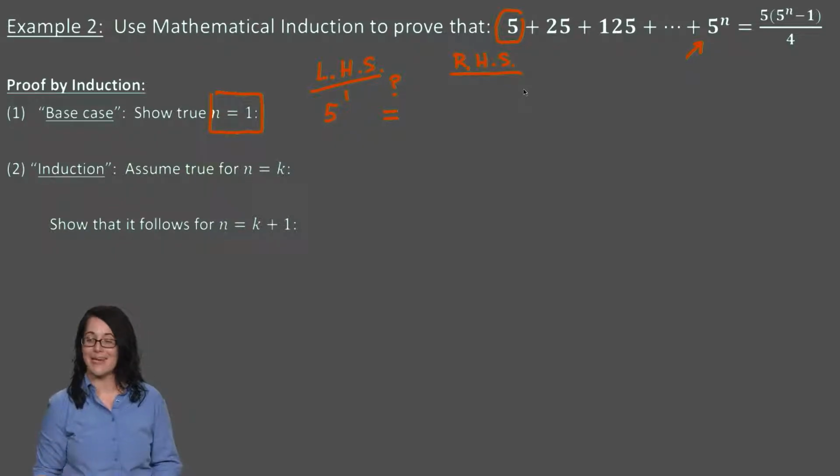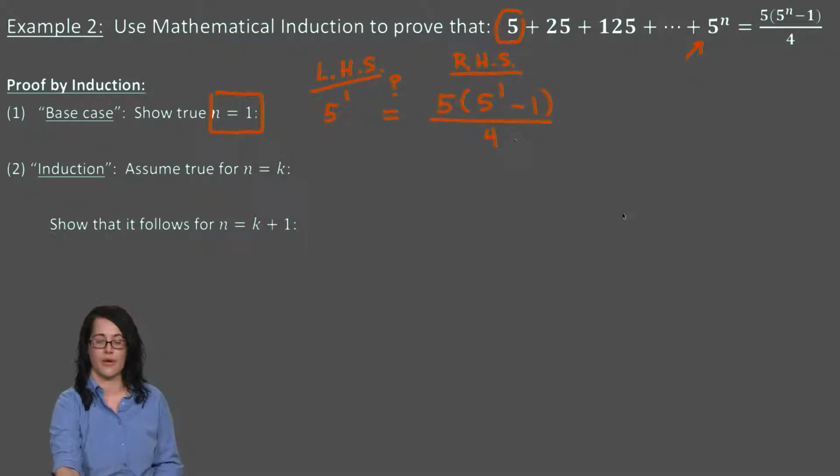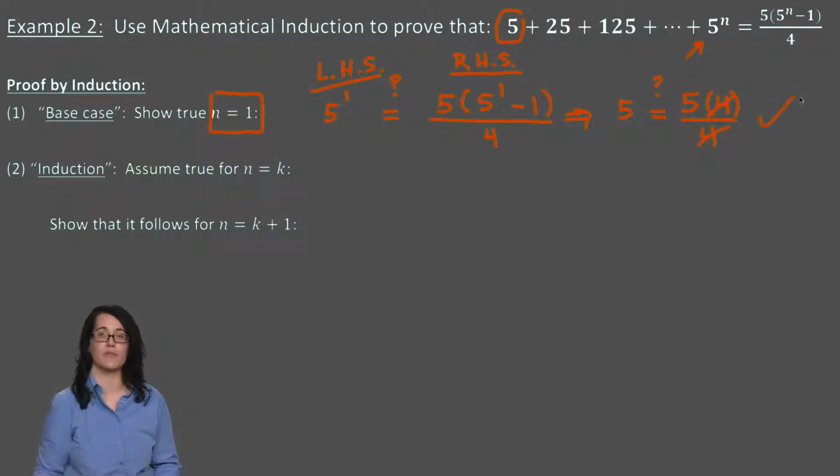Well, what is the right-hand side? It's supposed to be 5 copies of 5 to the n, where n is 1, minus 1, all over 4. Okay, well, what does that mean? We know 5 to the 1 is 5, so that's the left-hand side. Let's see if it equals the right-hand side. We would have 5 copies of 5 to the 1 is 5, 5 minus 1 is 4. So I would have 5 copies of 4 divided by 4. Well, that's cute. The 4's cancel. And yes, 5 equals 5. In other words, 20 over 4 is 5, right?